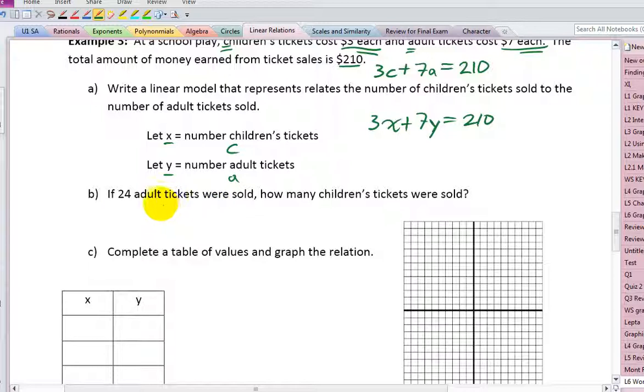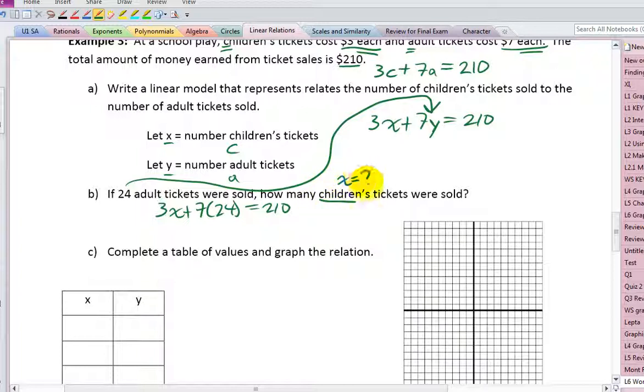So 3x plus 7 times 24 equals 210. So we can substitute in for y the value 24. Okay. So we get 3x. Now we solve for x. That's what we're asking for. Solve for x. So 3x. Go ahead and do that yourselves.